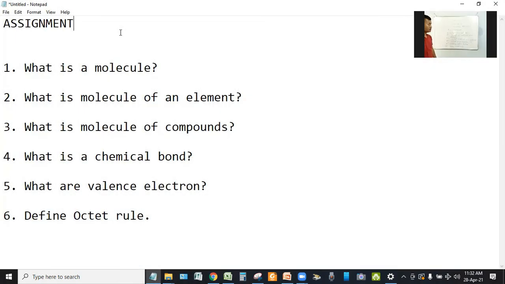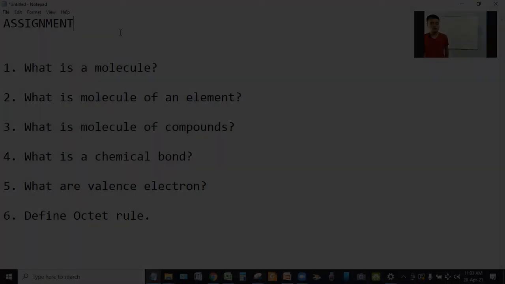For your assignment, I want you to answer these 6 questions. First, what is a molecule? Second, what is a molecule of an element? Question number 3, what is a molecule of a compound? Question number 4, what is a chemical bond? Question number 5, what are valence electrons? Question number 6, define the octet rule.